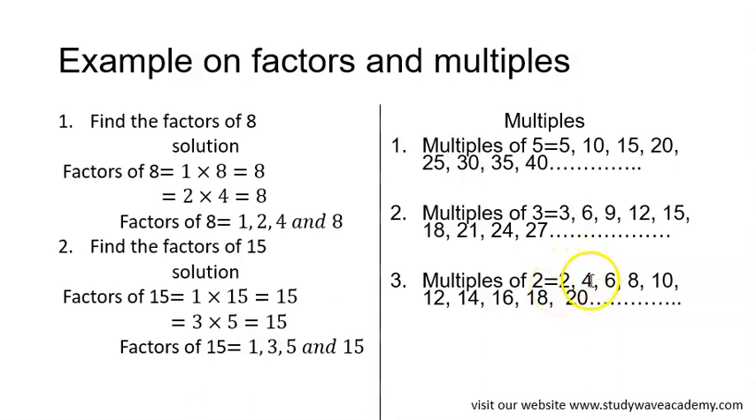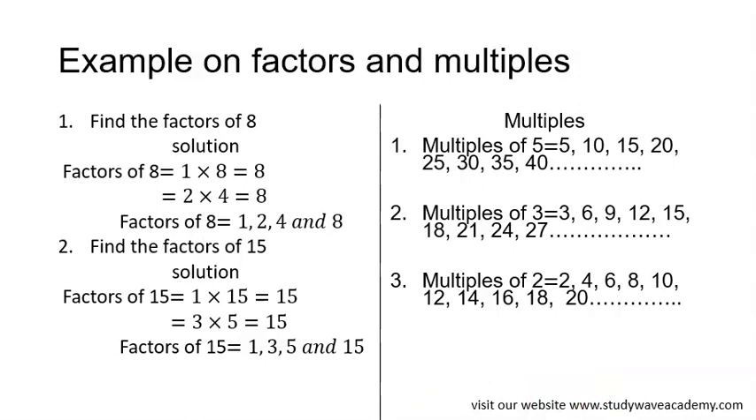2 plus 2 is 4, 2 plus 4 is 6, 2 plus 6 is 8, 2 plus 8 is 10, 2 plus 10 is 12, 2 plus 12 is 14, 2 plus 14 is 16. It keeps on going. So this is how to find the factors and multiples of a given number. Do you understand? Now we have common factors and common multiples.